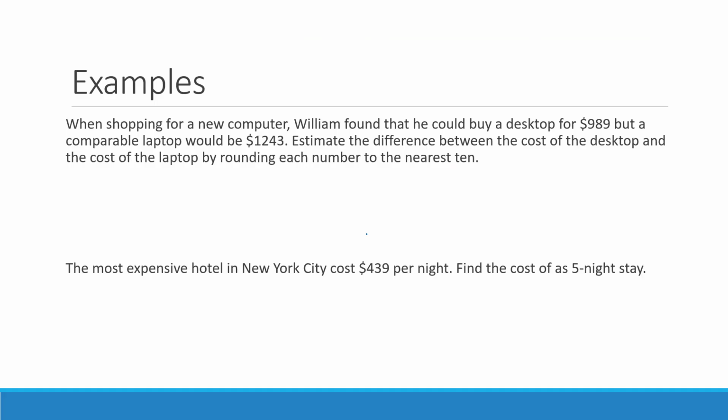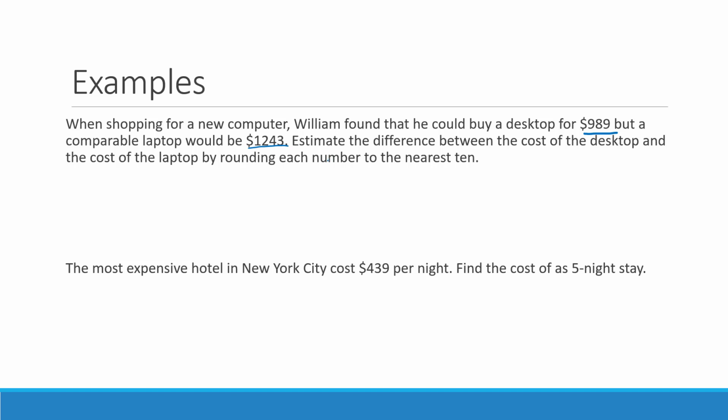So let's look at some examples. The first one said, when shopping for a new computer, William found that he could buy a desktop for $989, but a laptop would be comparable at $1,243. Estimate the difference between the cost of the desktop and the cost of the laptop by rounding each number to the nearest 10. So I'm always a big fan of underlining and boxing and circling and highlighting.